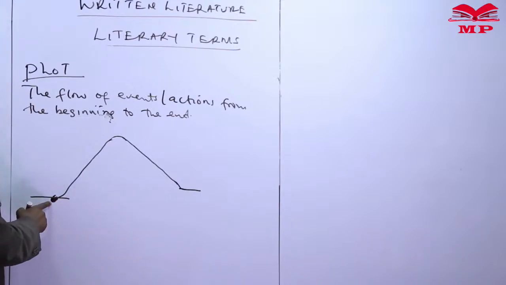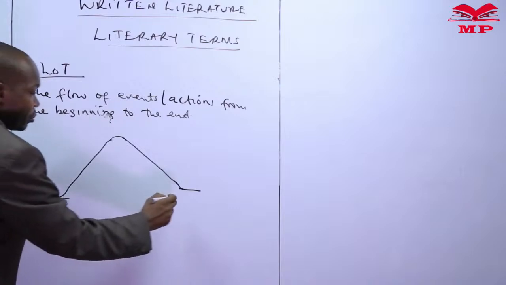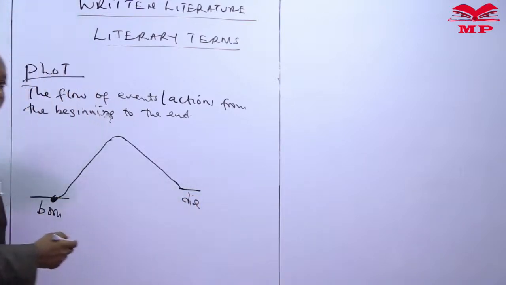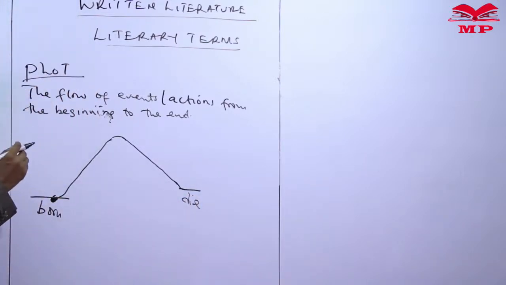This is the beginning point. The point where someone is born. This is the point where someone dies. So this is the plot of life.